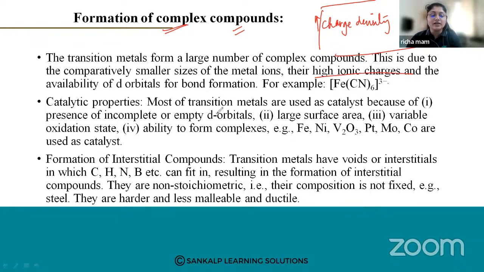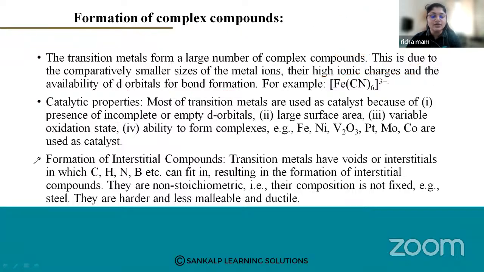They have the ability to combine with the d orbitals so that bond formation is possible. So transition metals, because of their very small size and high ionic charges, have a high ability of combining the d orbitals to form bonds. So bond formation is possible. This is the first reason.